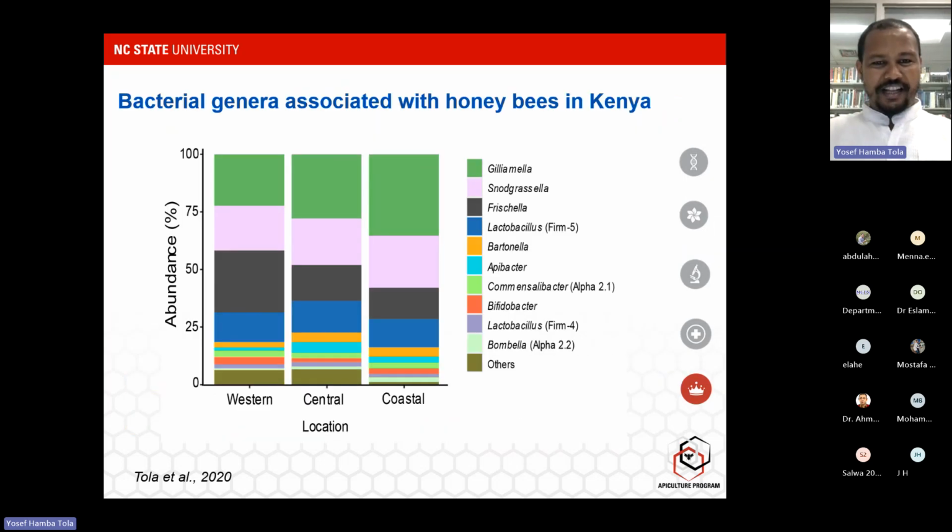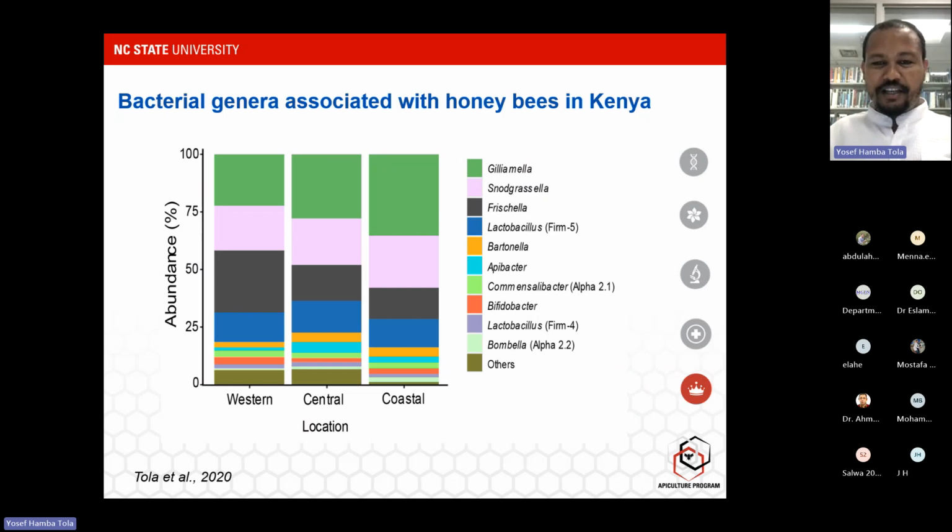And I found the bacterial genera which are associated with the honeybees in Kenya. Here is the result for the microbes which are associated. So the first thing I concluded from this one, all the gut microbes I found from the honeybees in Kenya are similar to the microbes reported from other latitudes, Europe or the US. And what difference did we find here?